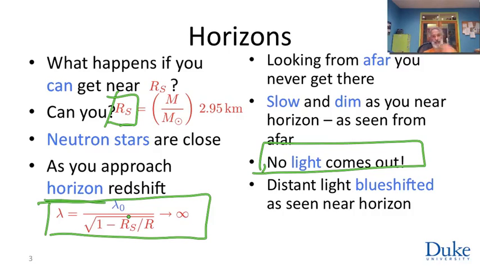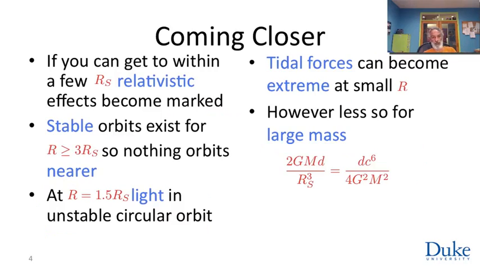Now, okay, that's looking from far away. What happens if you get closer to a black hole? Then you can see some interesting effects. As you get to within a few Schwarzschild radii, relativistic effects become interesting. So stable orbits exist. You can draw nice stable circular orbits around an object like the sun. And as you get closer to a black hole, relativistic effects become more important. You have to orbit rather fast.